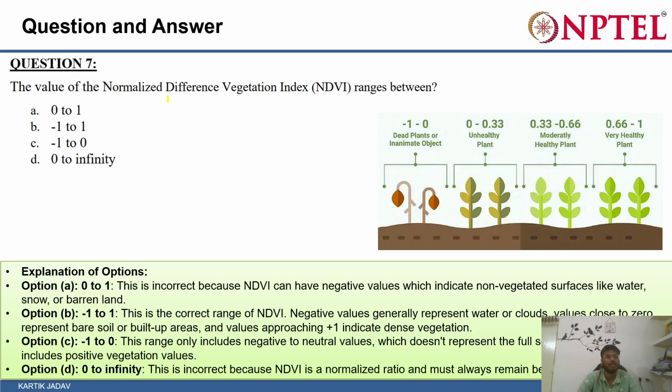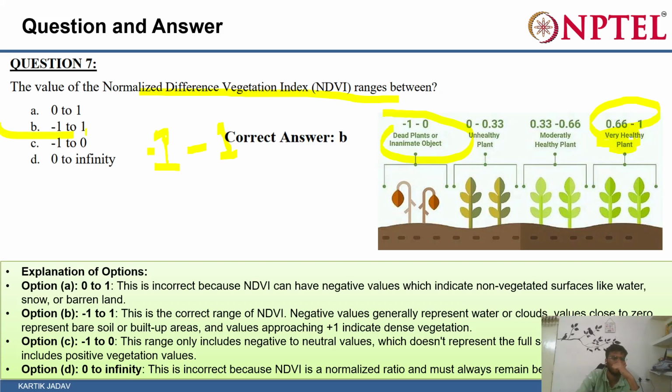Question number 7. The value of NDVI ranges between. So we know that NDVI generally lies between -1 to 1. And you can see this, whenever the value of NDVI is -1, that says that a plant is in dead form. And whenever it is between 0.66 to 1, that is a very healthy plant. Whenever it lies in between, that is either an unhealthy or moderately healthy plant. So correct answer is -1 to 1, option D.